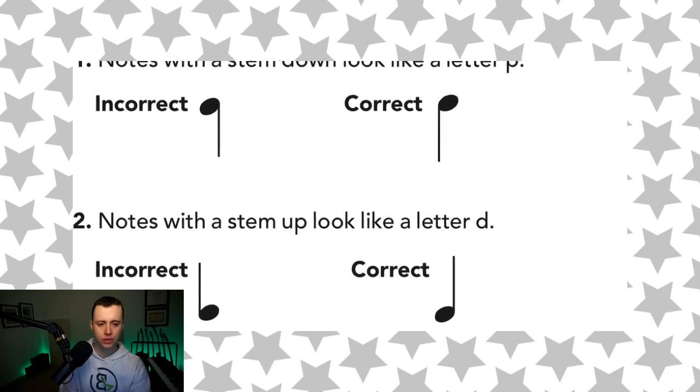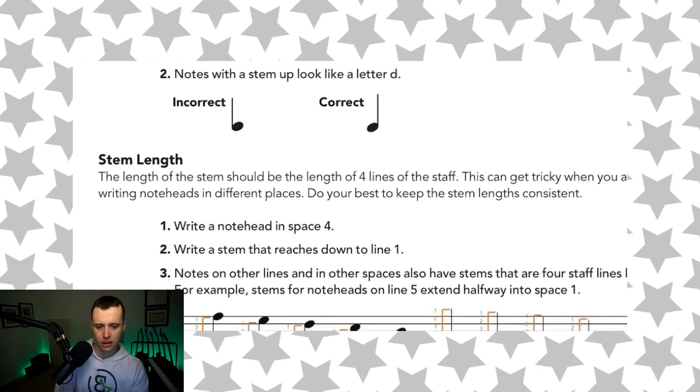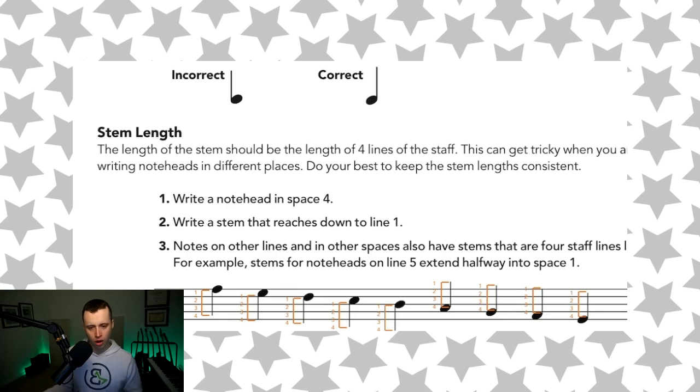So stem down notes, where the stem is coming down from the note head, you should always have the stem on the left side of the note head, and stem up notes, where the stem is coming up from the note head, we need the stem on the right side of the note head. Now let's talk about stem length. How long should a stem be? So a stem should be the length of 4 lines of the staff. This can get a little tricky when you're writing note heads in different places on the staff, but do your best to be consistent. Again, I'm not expecting you to be a music engraver. Just do your best to make sure your music is legible.